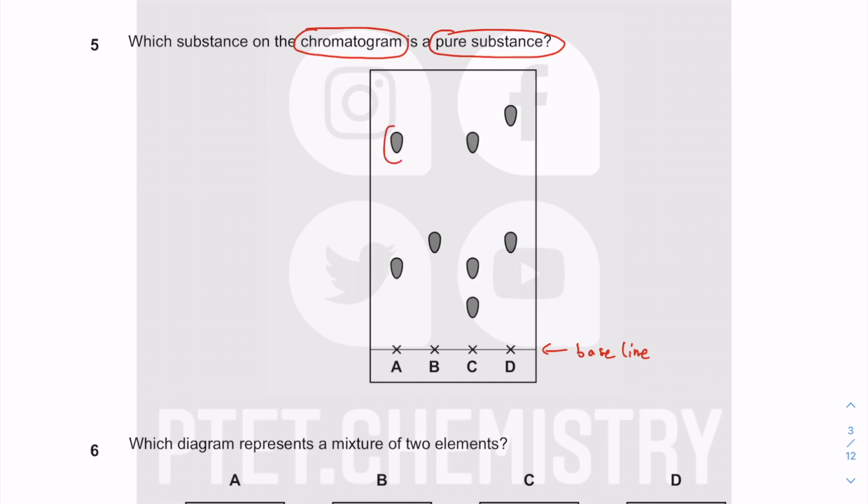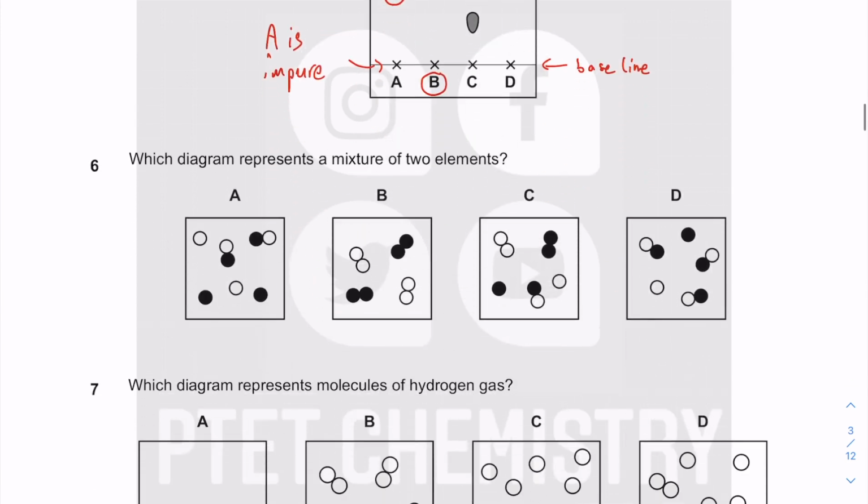But what you can tell is that A is impure. A is impure because A separates out into two spots. B is pure because here B, there is no other spot apart from this one. B is the pure substance. A pure substance does not separate into two or more spots, it just has one spot. C is also impure, it's got 1, 2, and 3 spots. D is also impure, it's got 2 spots. It separates into 2 spots. That's how you explain in a structured paper.